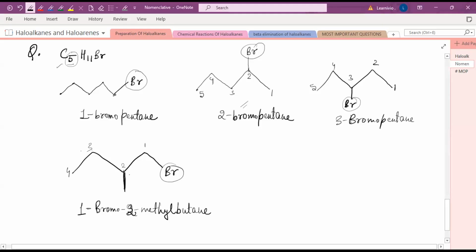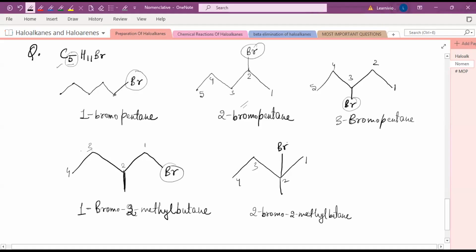Similarly, another you can do, just try 1, 2, 3, 4. 4 carbon, 1 methyl group again. Now just try to attach the bromine here on the first position. Now attach bromine here on the second position, right? So another isomer, you got it, right? You got another isomer. So what is the name of this? It's 1, 2, 3, and 4. So what is the name? So it's 2 bromo, 2 methyl butane. Got it?